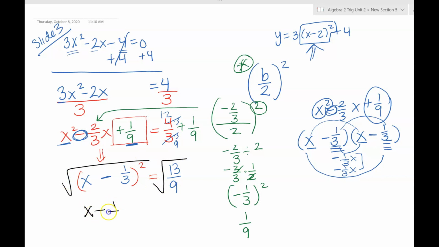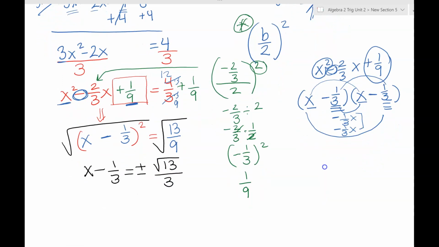I get x minus 1/3. Don't forget to include the plus or minus in this situation. And as I square root this fraction, the numerator is not something that simplifies well, but the denominator, square root of 9, would just be 3.